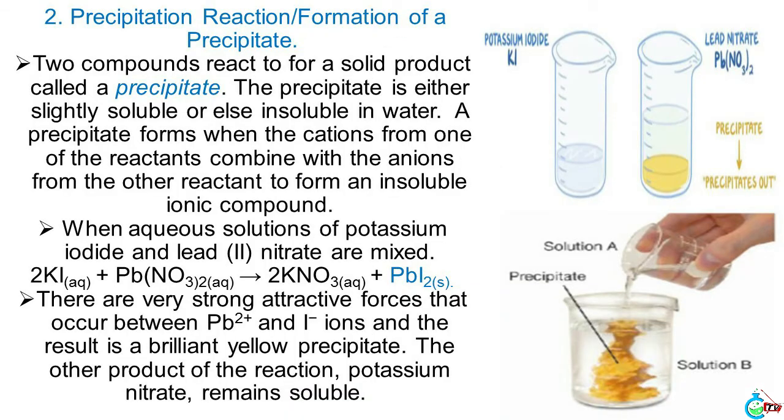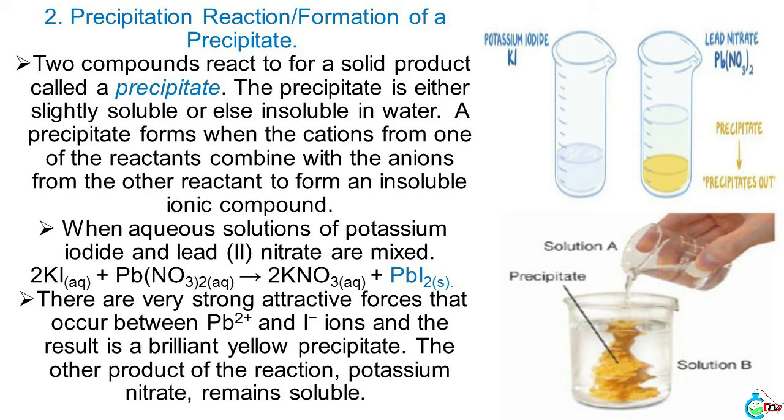2. Precipitation reaction, or formation of a precipitate. Two compounds react to form a solid product called a precipitate. The precipitate is either slightly soluble or else insoluble in water. A precipitate forms when the cations from one of the reactants combine with the anions from the other reactant to form an insoluble ionic compound.